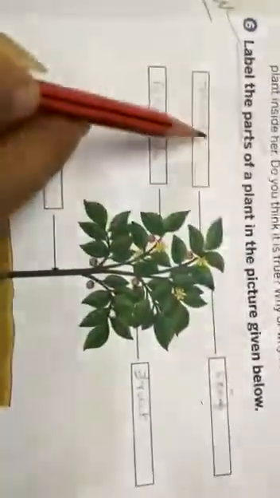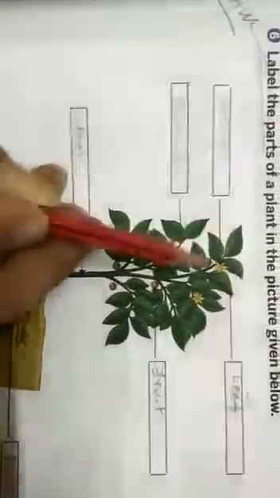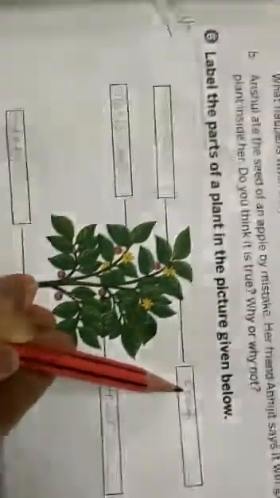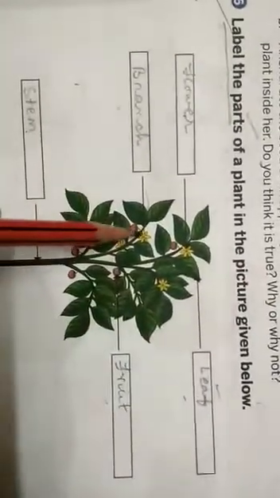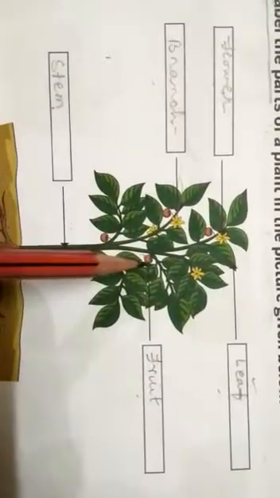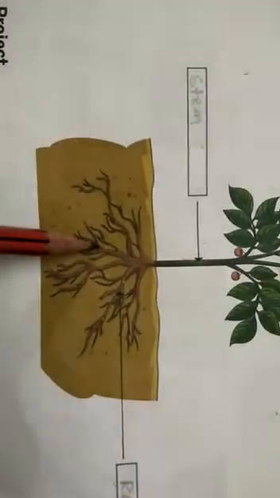Label the parts of a plant in the picture given below. Yes, now here you find this yellow part, that is the flower. Yes, green thing is the leaf. These are the branches. The red cherry like thing is a fruit. Here this one is the stem and down is the root.